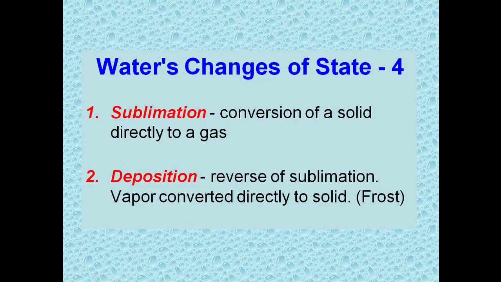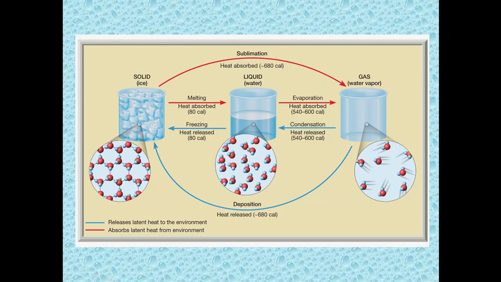Sublimation really just means the conversion of a solid directly to a gas. So when we talk about water, we're talking about ice going directly to water vapor. And deposition would really just be the opposite. So we're taking vapor and we're condensing it right to a solid. A great example of that would be frost.